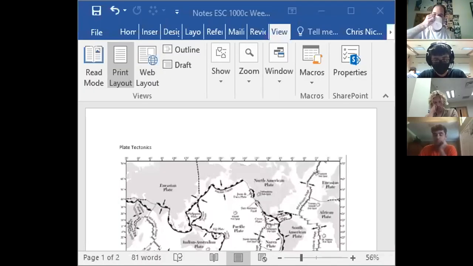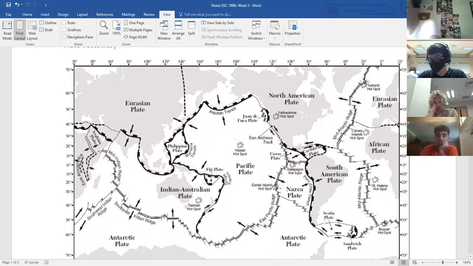We are going to pick up where we left off last lesson. Last lesson, we were discussing the theory of plate tectonics. And I'd like to throw up a plate tectonic map for us to have a look at. So here is a map of the major plates. The major plates are right there.